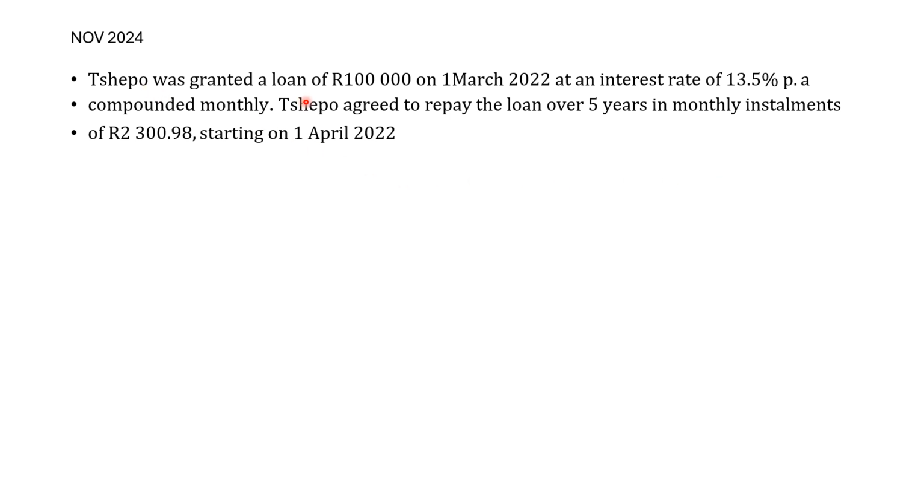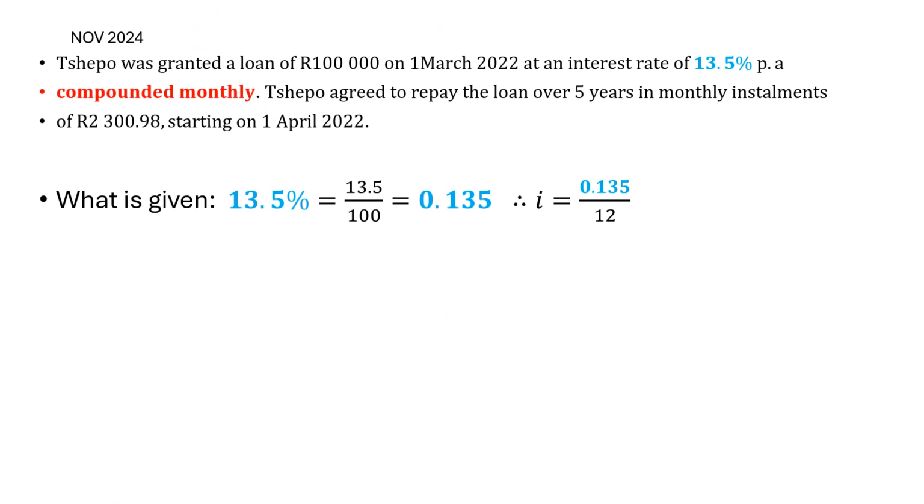Tsepo was granted a loan of 100,000 on 1st March 2022 at an interest rate of 13.5% per annum, compounded monthly. Tsepo agreed to repay the loan over 5 years in monthly installments of 2,398 rand starting on 1st April 2022. Right?